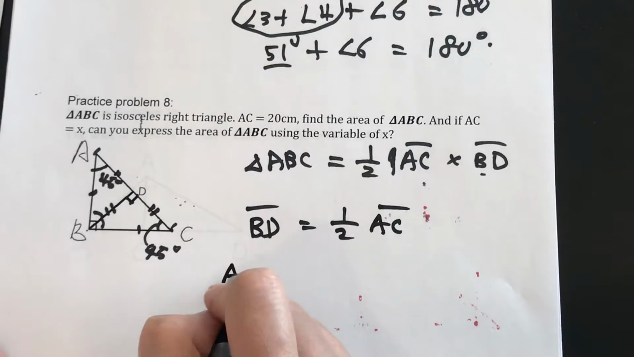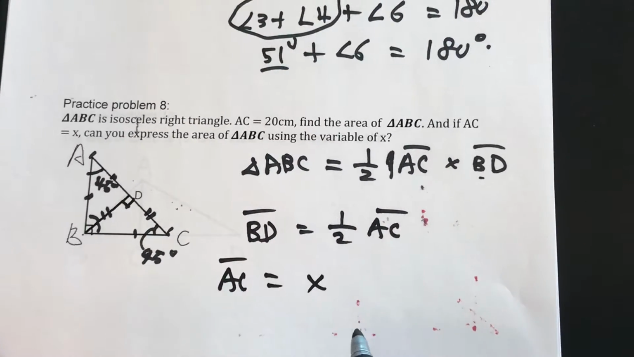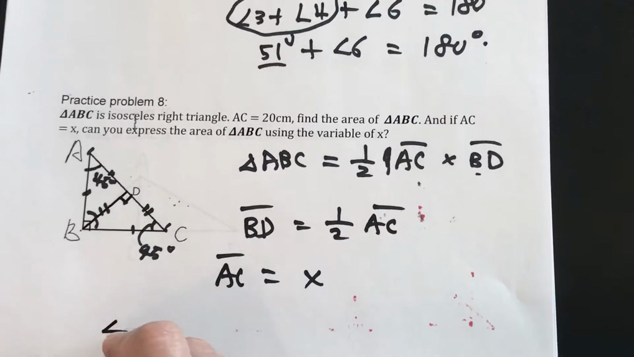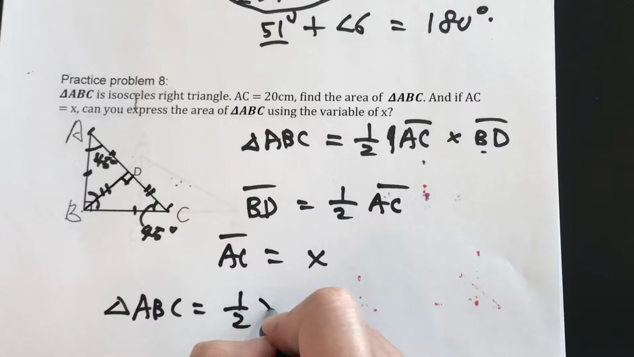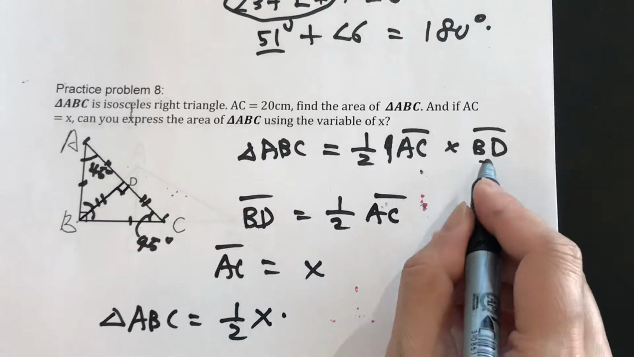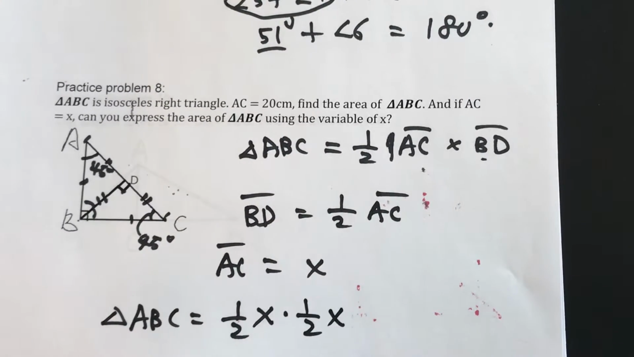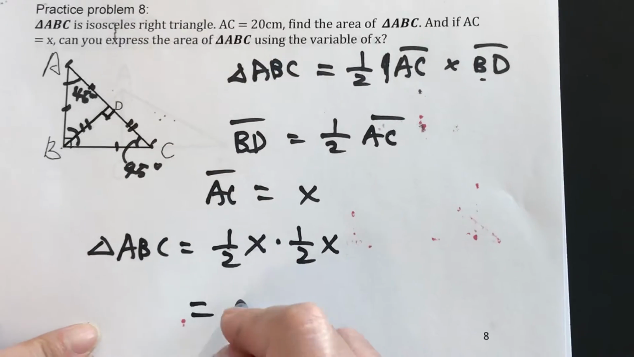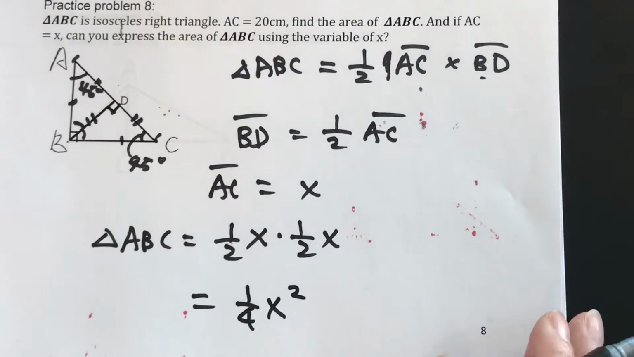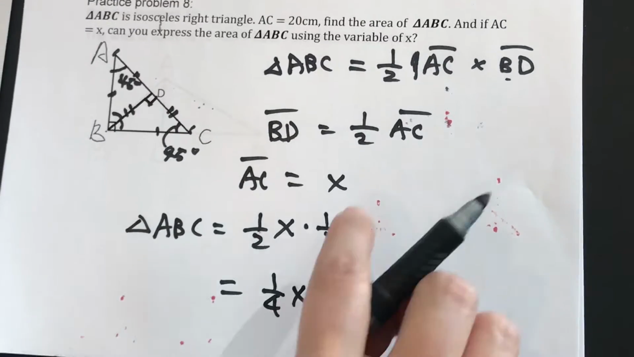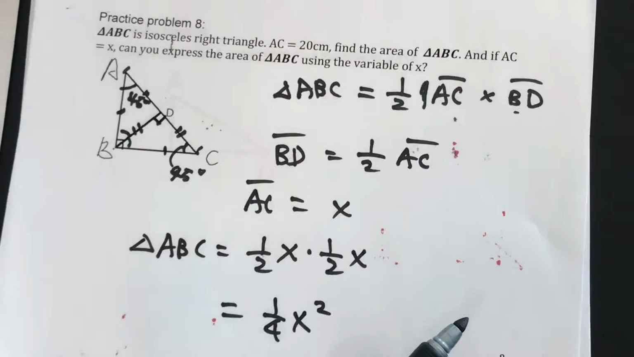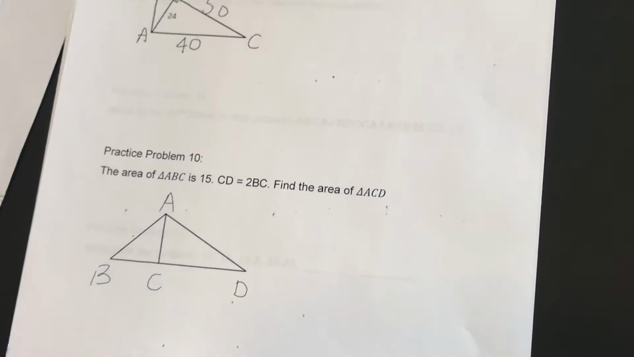So if the length of AC equals x, we can write the area as 1/2, this is x, multiplied by BD, which is 1/2 of x. So collecting the terms, that gives you 1/4 of x squared. Then x equals 20. Students can plug in the numbers to find the answer.